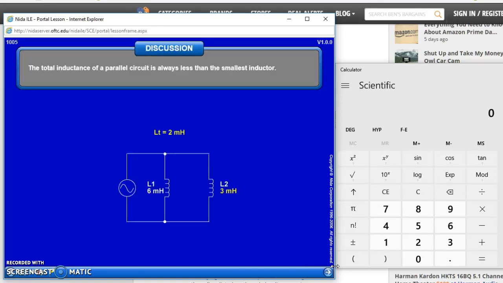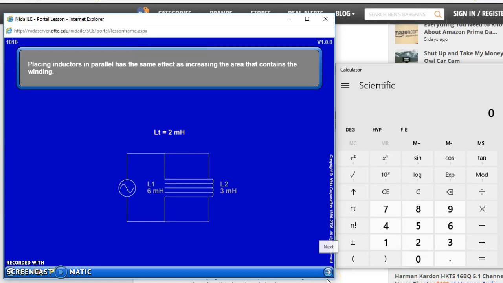Total inductance of a parallel circuit is always less than the smallest inductor. So we've got L1 of 6 millihenries and L2 of 3 millihenries. And guess what? We apply the same formula we did for resistors in parallel. And that's going to be the product over the sum or the reciprocal. We can do either one. And as we get there, we'll see that.